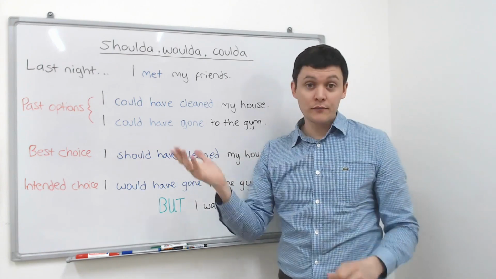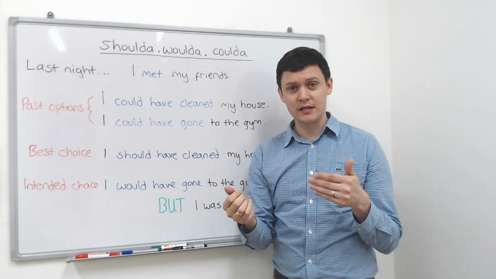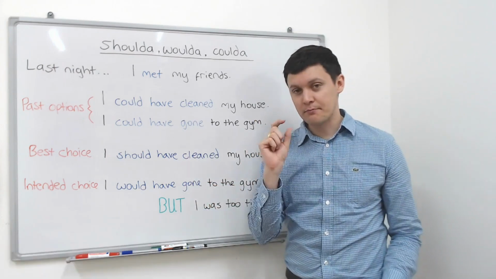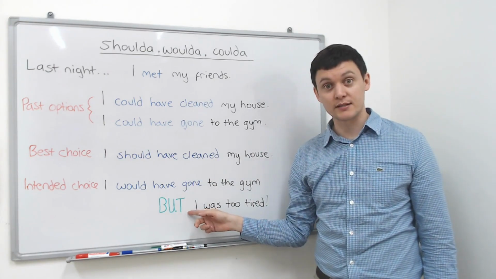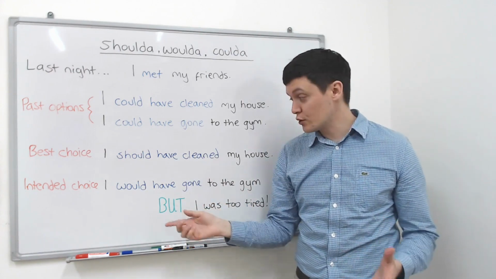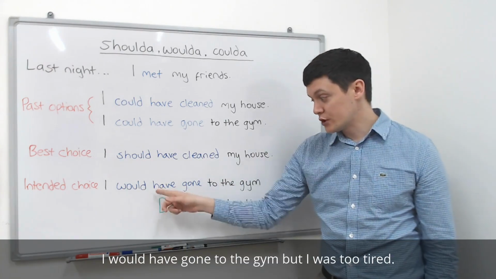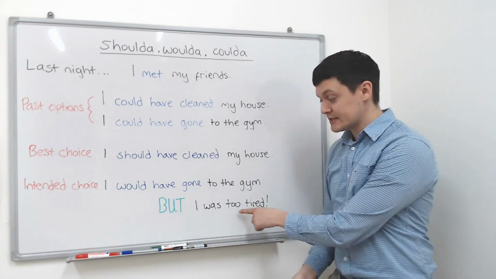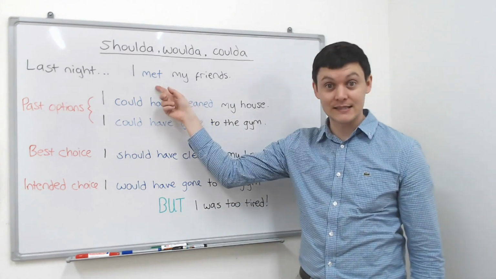If I say to someone, I would have gone to the gym and finished there, the other person will say to me, well, Jack, why didn't you? Why didn't you go to the gym? So there must be a reason. That's why we have a big green but. But is very important. This gives the reason why I didn't do it. So here, I was too tired. The full sentence, I would have gone to the gym, but I was too tired. This is the reason I didn't do my intended option, and I did this instead.